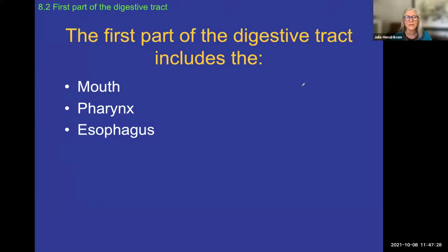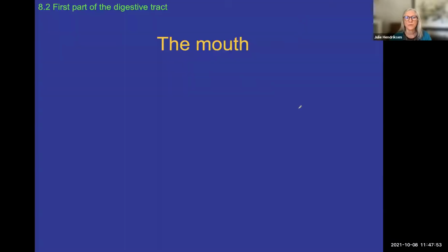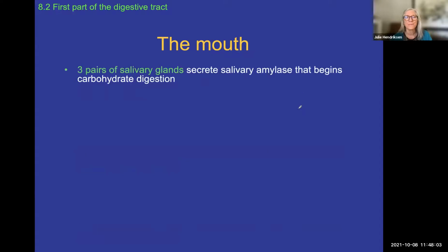So what we'll do is look very briefly at the upper part of the digestive tract and the roles that these areas play in digestion. When you think about the crucial role of the opening for food, which is the mouth, we normally don't think of food coming through your nose. So in the mouth, you have these supplementary or accessory glands known as salivary glands. In particular, there's going to be an enzyme released here called salivary amylase, and that begins carbohydrate digestion.